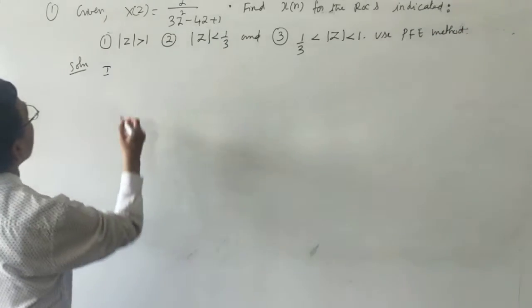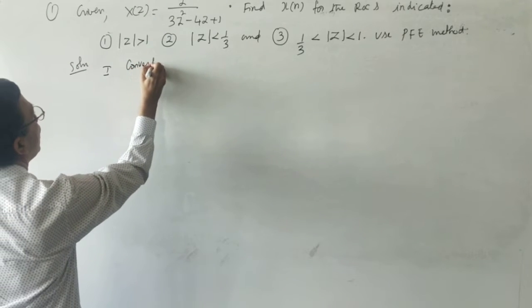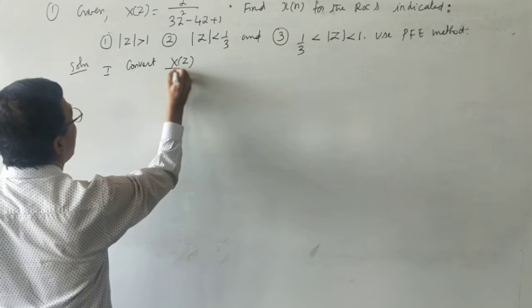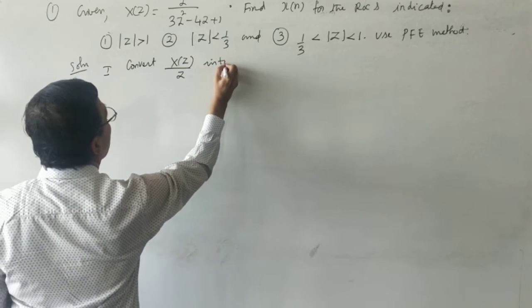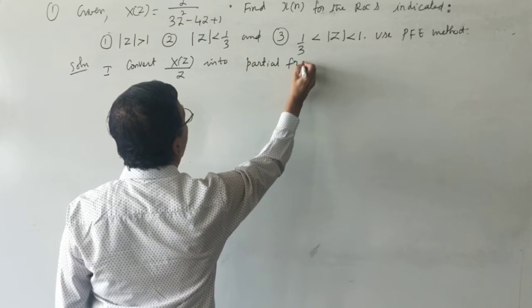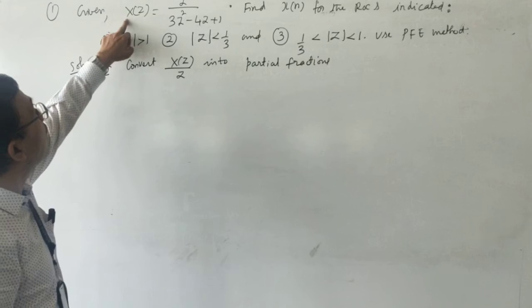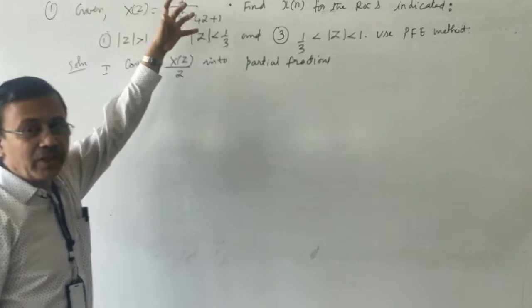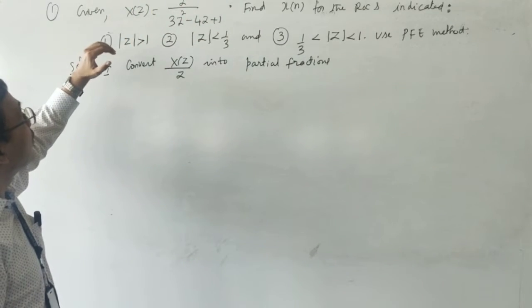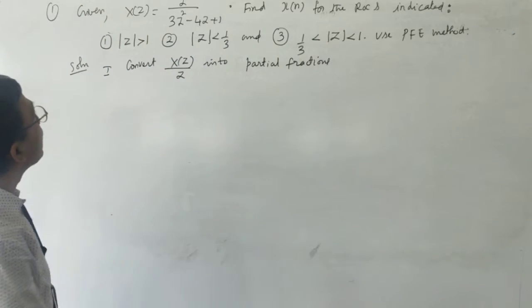Step 1 is convert x of z divided by z into partial fractions. In majority of the functions x of z, z will be available in the numerator. What you have to do? Convert x of z divided by z into partial fractions.